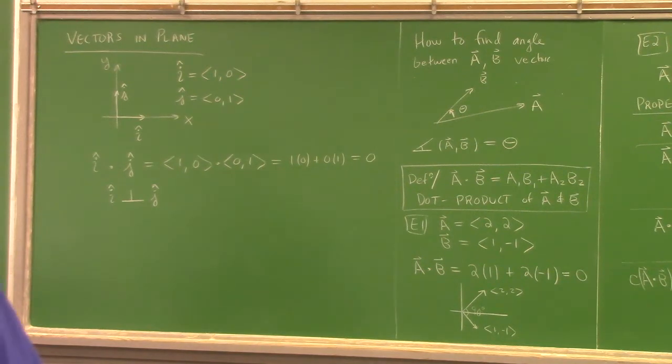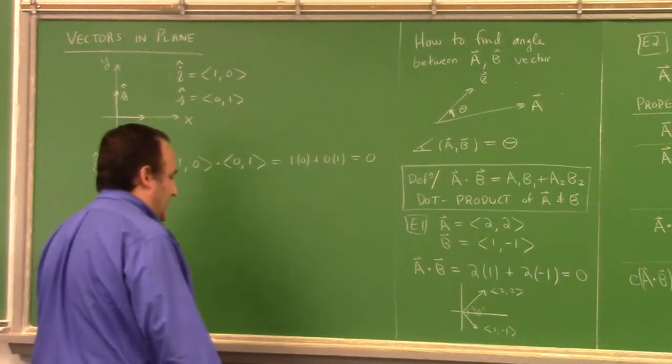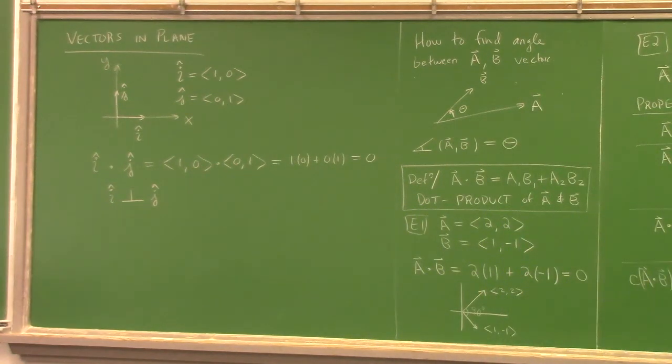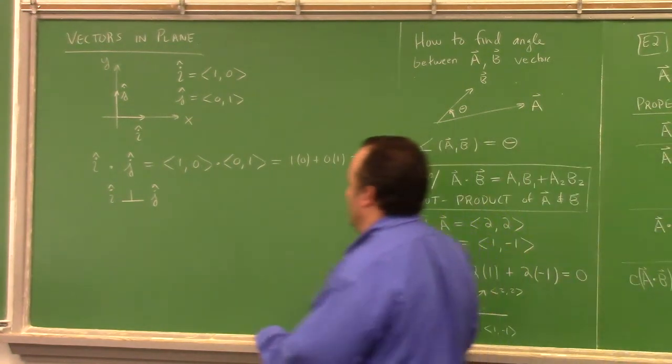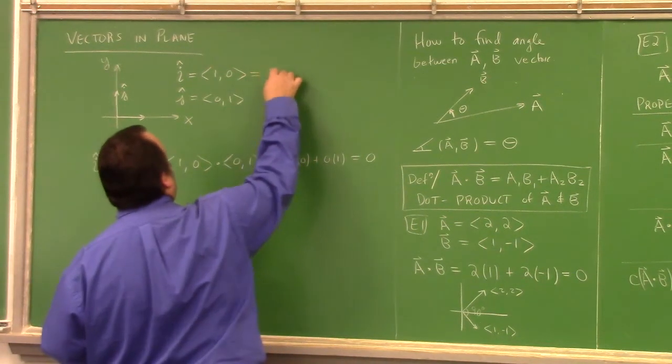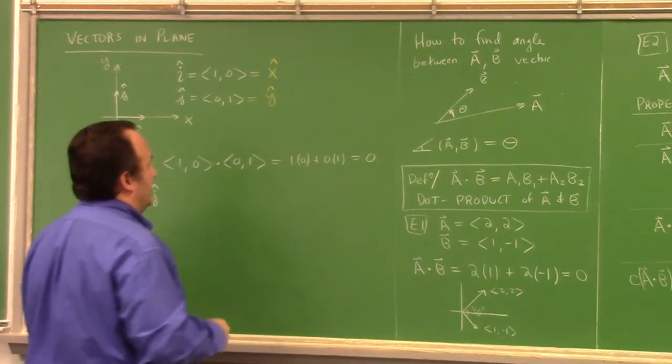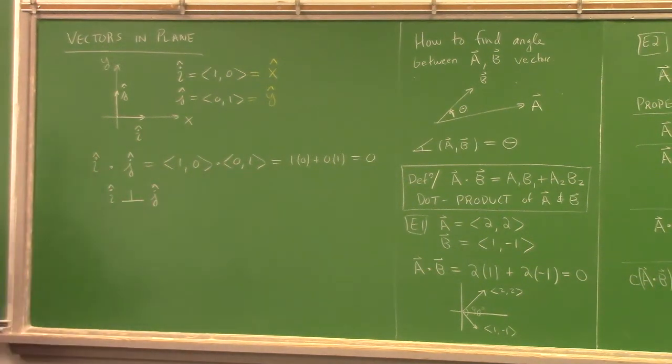In physics, this notation is not always used. Sometimes in physics, you'll see a better notation used, in my opinion, which is x hat and y hat. So these are unit vectors in the direction of increasing x, unit vectors in the direction of increasing y.